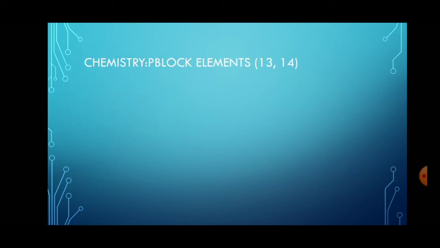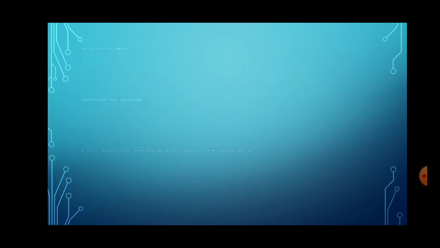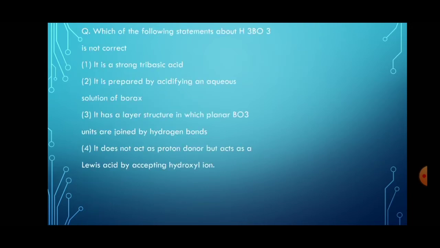So let's look at chemistry. In chemistry, we'll be discussing p block elements, groups 13 and 14. Before doing that, let's look at some important topics. I just glanced through these topics. It's well mentioned in the NCERT text under different headings. Let's go directly to the question. The question is, which of the following statements about H3BO3, or boric acid, is not correct?